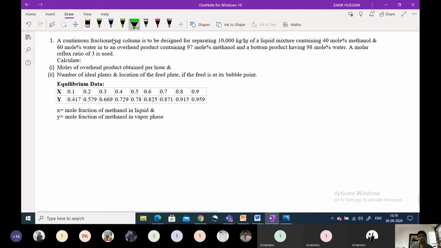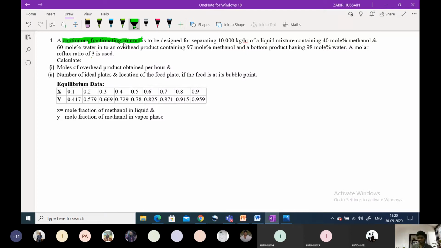Okay, a continuous fractionating column. What type of distillation is it? First you have to identify whether it is simple distillation or a flash, or whether they are giving a continuous fractionating column or continuous rectifying column. Continuous fractionation and rectifying are both the same. Whenever they say continuous, we have to use these methods only.